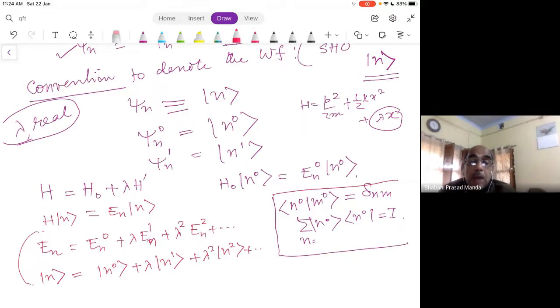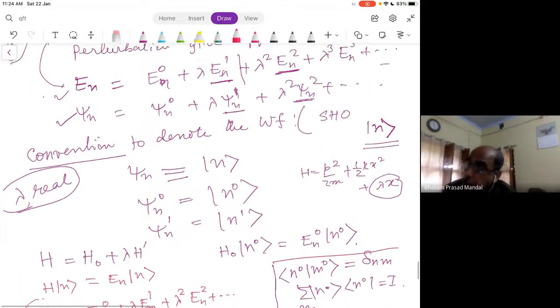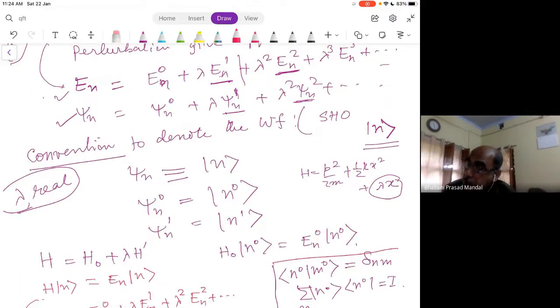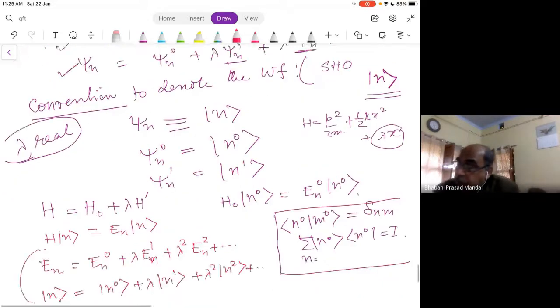We are assuming this kind of solution because I argue that if lambda is small, we can always have this kind of solution. If you have doubt, we can discuss with some concrete examples, then it will be clear.